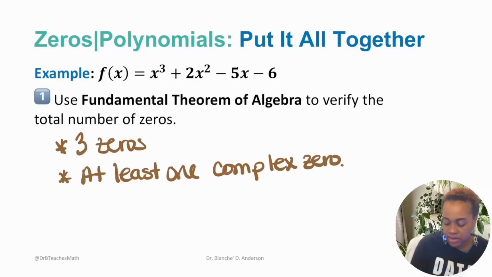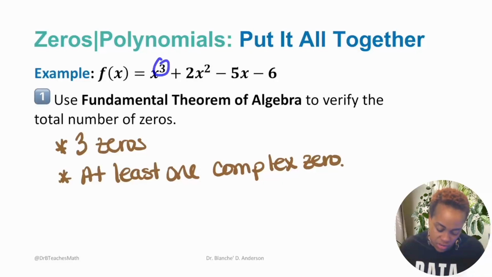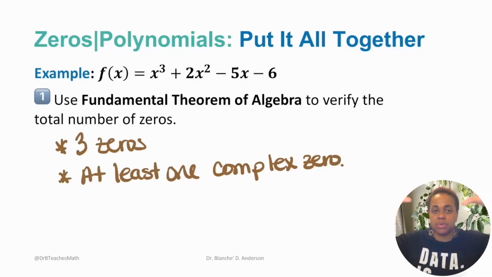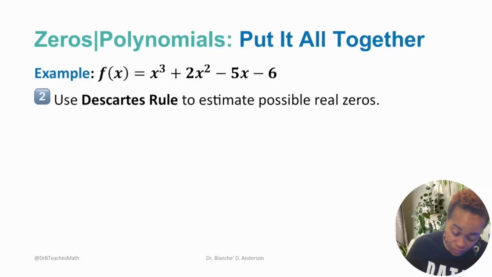Now you're like, okay, Dr. Anderson, why are we doing this? Well, let's just go with it, okay? So we know we're going to have 3 zeros, and at least one complex zero, complex numbers, real, imaginary, okay? Let's see what types we have. Let's look at the signs.